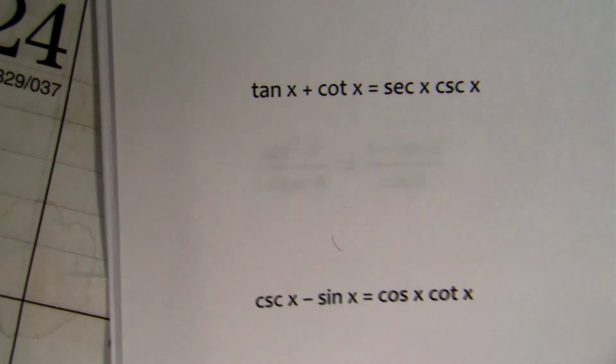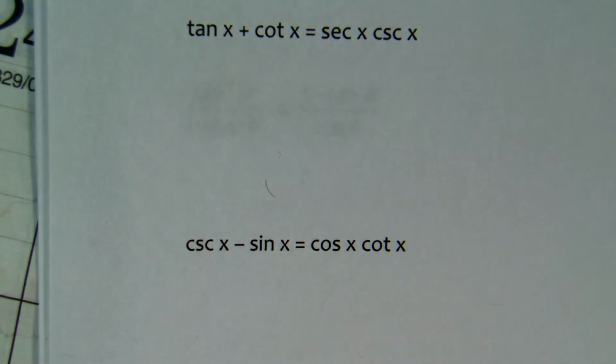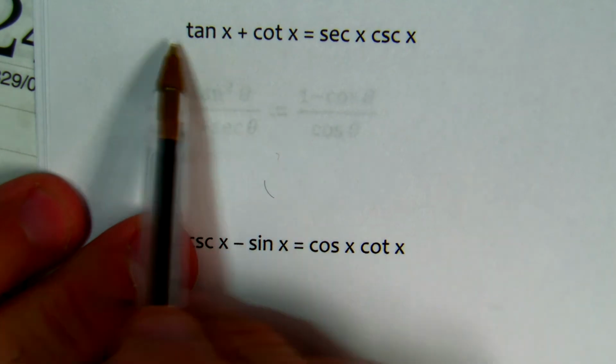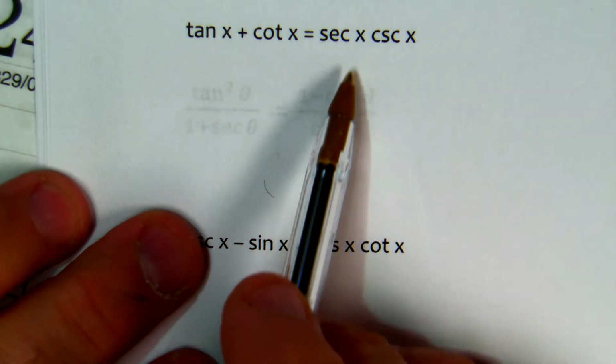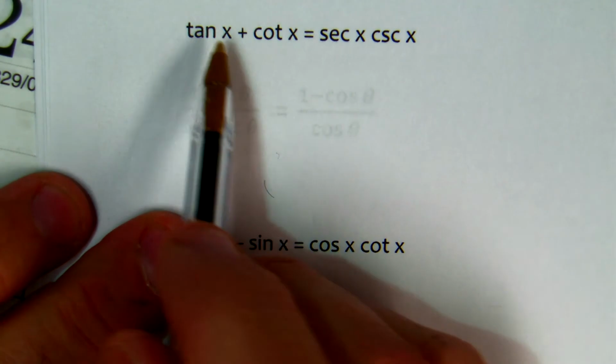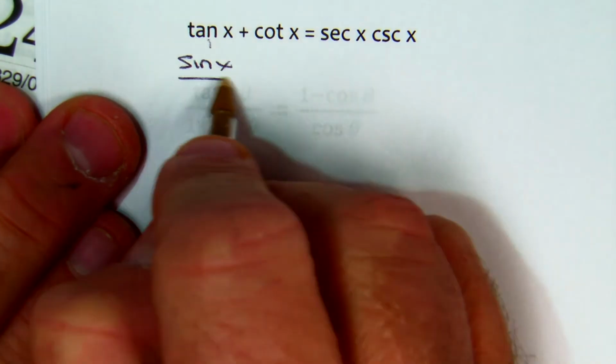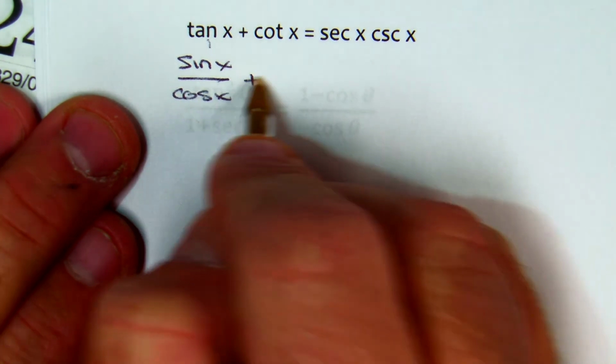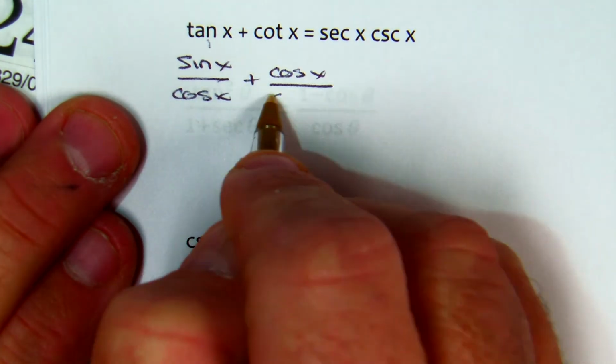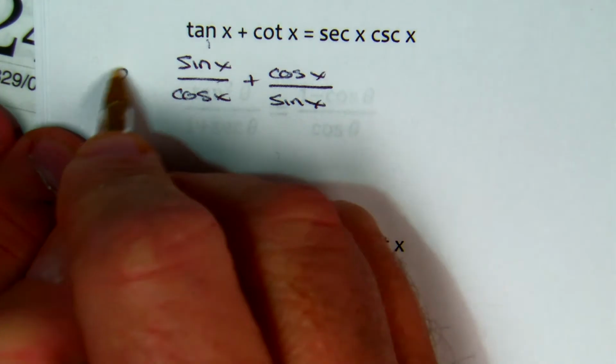Okay, now, the next one. We're going to go through what happens when you might want to write both. In other words, I have no identities to use, no inverses of each other, and anything like that. So myself, I would take tangent and use quotient identities, sine x over cosine x, plus cosine x over sine x. So that's your quotient identity.